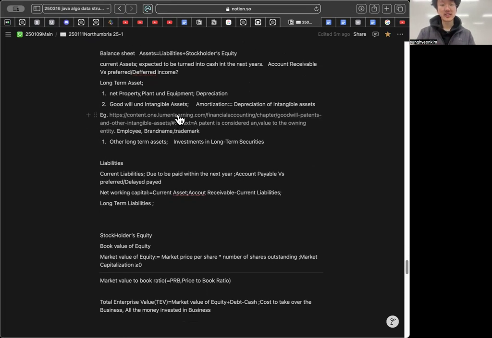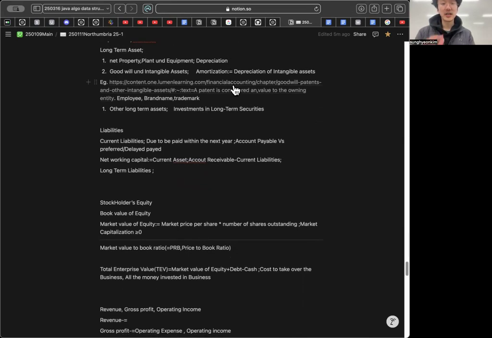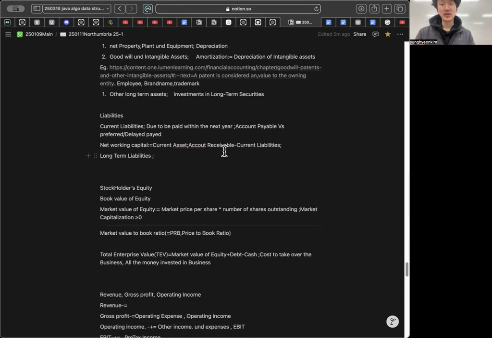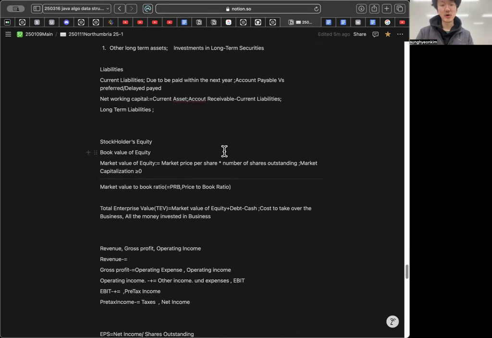For the current assets, expected to be turned into cash within the next year, there's account receivable versus deferred income. What is the difference? That is what I'm asking. For the long-term assets, there's net property, plant, and equipment, which is related to depreciation, and goodwill and intangible assets, which are related to amortization, which is depreciation of intangible assets. Intangible asset examples are employees, brand name, and trademark. Other long-term assets can be investment in long-term securities.